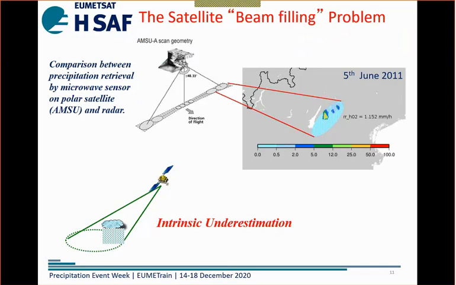So in the course of time, for this blending technique, we also tried to solve a well-known problem, the beam filling problem, because we know about an intrinsic underestimation that we can have. Here is an example at the edge of the scan line of the microwave instrument. The rain rate can come only from a part of the instantaneous field of view, which for a microwave instrument could be big, especially at the edge of the swath. So the signal is interpreted for all the IFOV, and we can talk about a systematic underestimation.